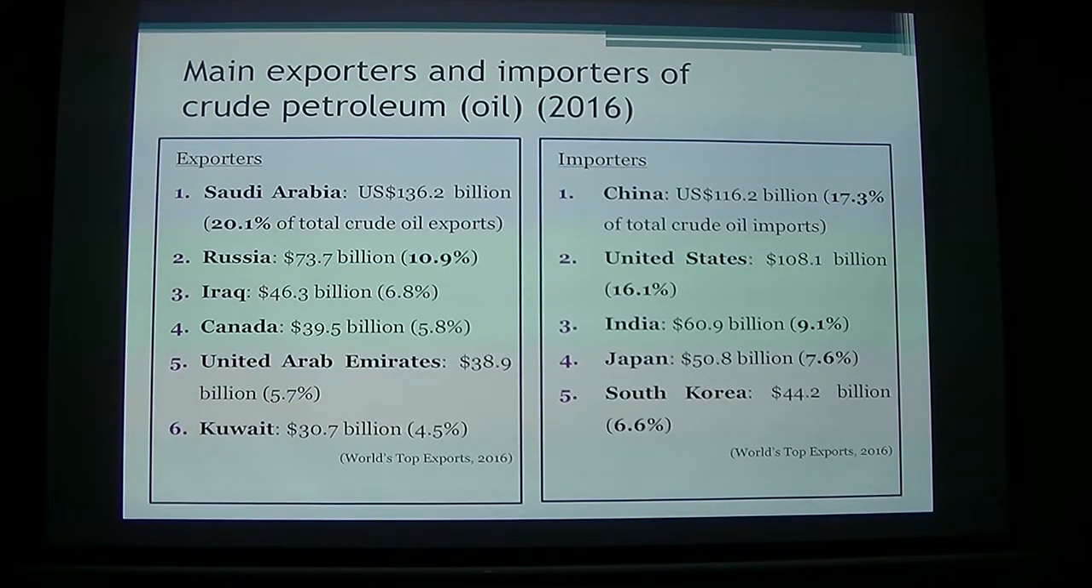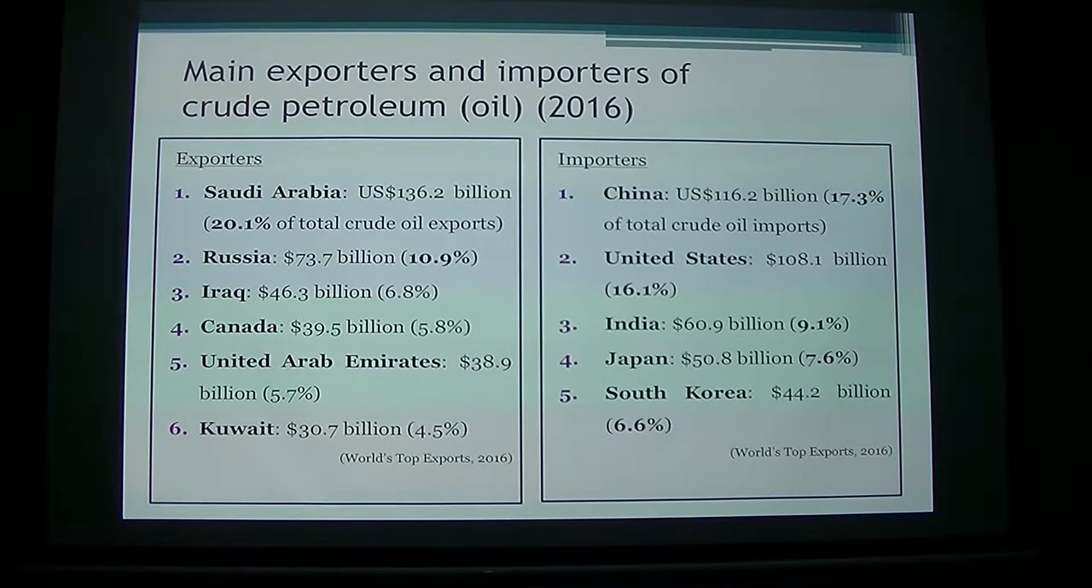So as of 2016, these are the exporters and importers of crude petroleum. As you can see, Saudi Arabia is the main exporter, accounting for 20.1% of total crude oil exports in the world. Russia is second. And for importers, there are China, almost 20% of total crude oil imports, United States, India, Japan, and South Korea. I just wanted to share with you that most of the top six exporters of oil in the world come from the Middle East, such as Saudi Arabia, Iraq, UAE, and Kuwait.